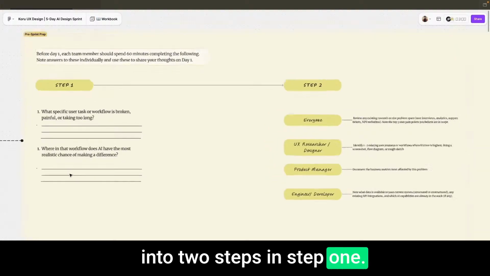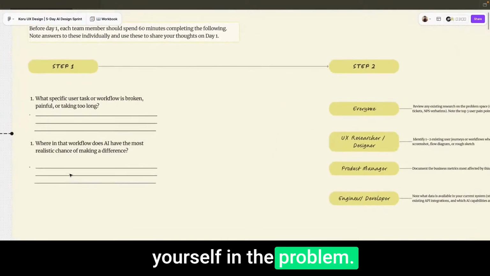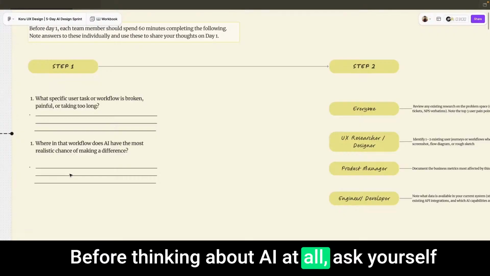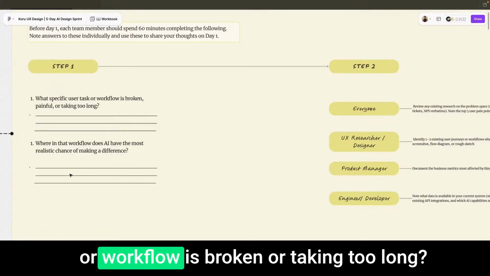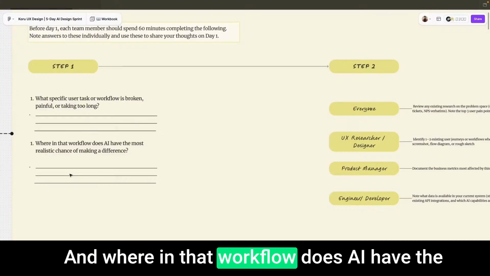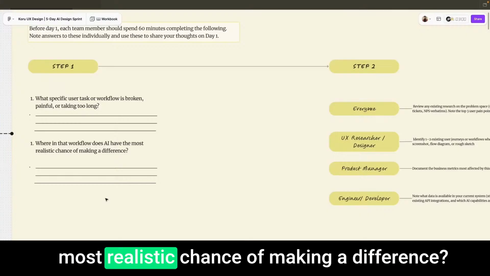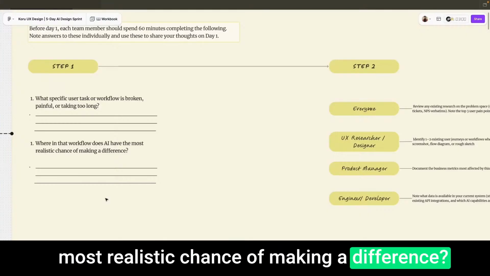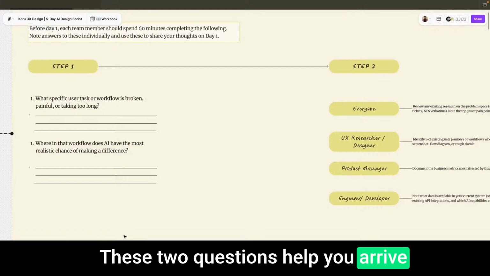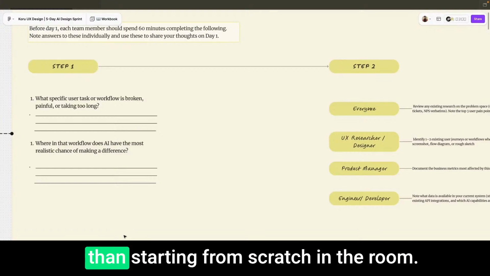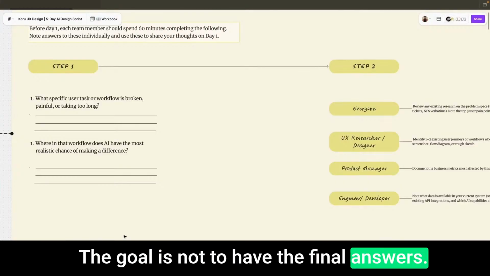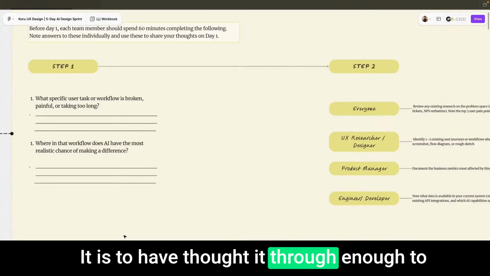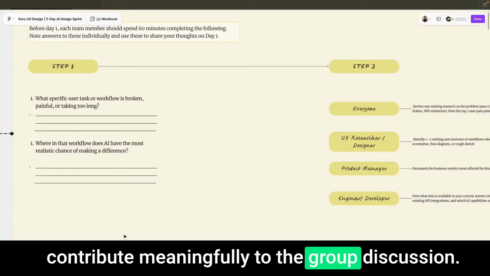In step 1, you can start by grounding yourself in the problem before thinking about AI at all. Ask yourself these 2 questions. What specific user task or workflow is broken or taking too long? And where in that workflow does AI have the most realistic chance of making a difference? These 2 questions help you arrive on day 1 with a point of view rather than starting from scratch in the room. The goal is not to have the final answers, it is to have thought it through enough to contribute meaningfully to the group discussion.